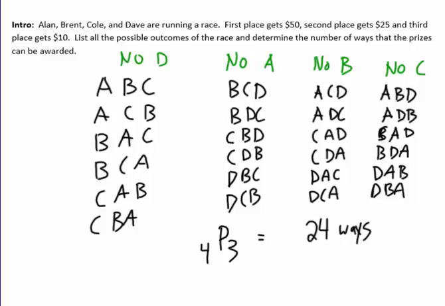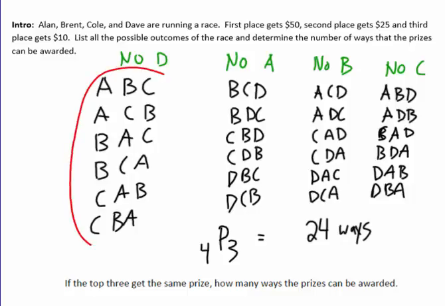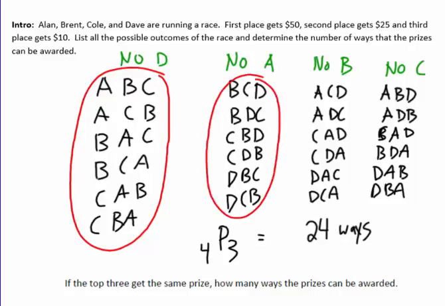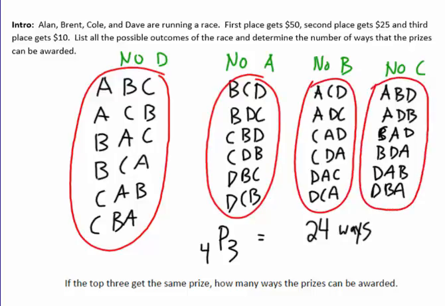Well, what if we considered this scenario? If the top 3 get the same prize, how many ways can it then be awarded? Now order doesn't matter. Now what matters is finishing in the top 3. But if we look at our first column, all of these would give us the top 3, A, B, C being top 3. Same thing for the second one, and the third one, and the fourth one. So again, if it doesn't matter whether you finish first, second, or third, just whether you finish in the top 3, now we can see from the circled ones, there are 4 ways for this to occur.